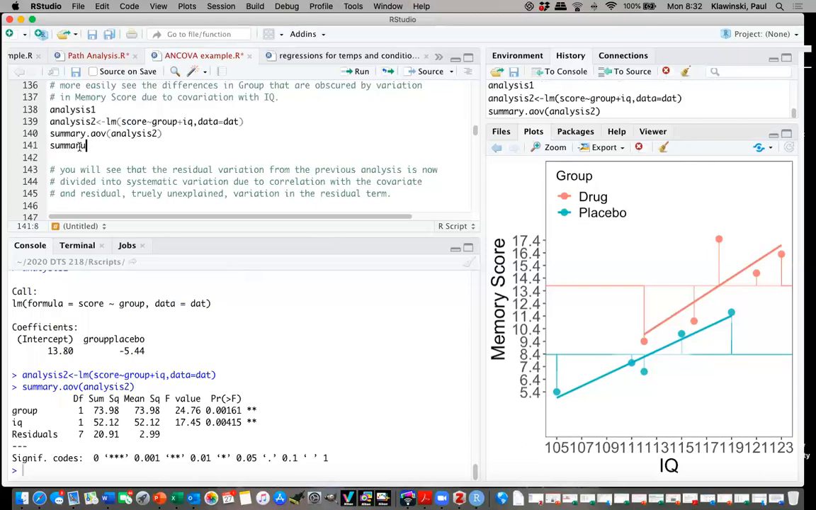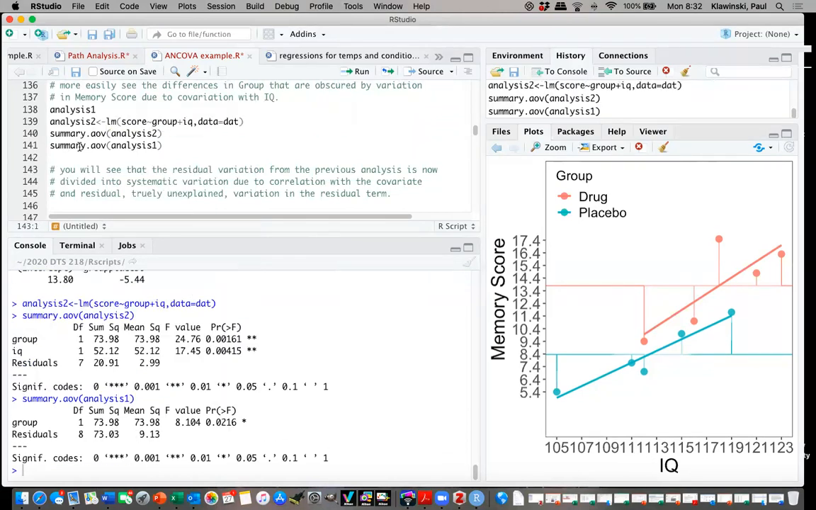And I'm going to do analysis 1 right underneath it so that you can see these two in combination. Because what you'll see is the residual value for the single factor analysis of variance is 73.03. This is the sum of squares residual. And in the analysis of covariance, you see that the sum of squares IQ is 52.12. Sum of squares residual for the analysis of covariance is 20.91.